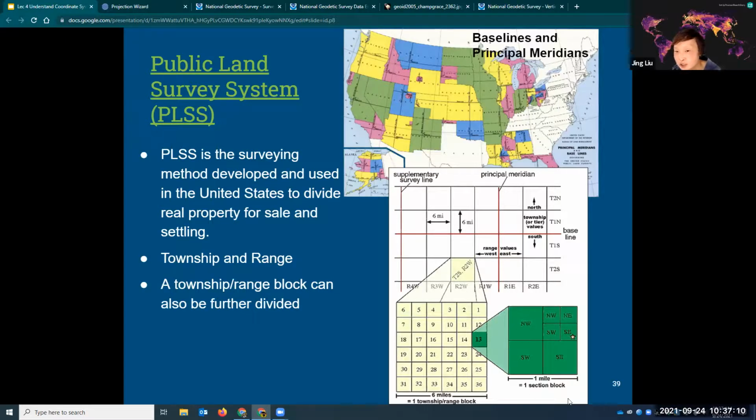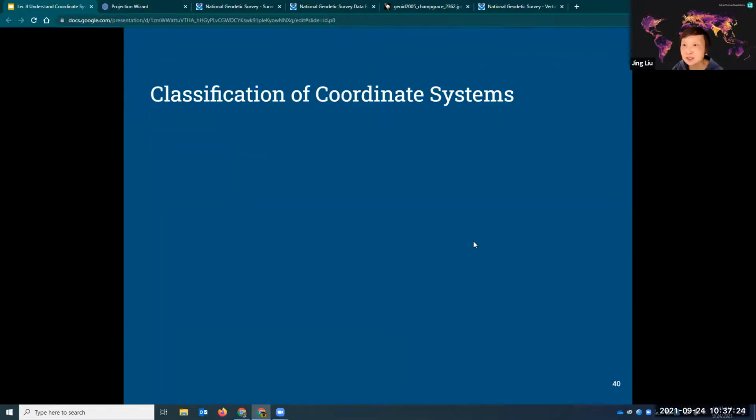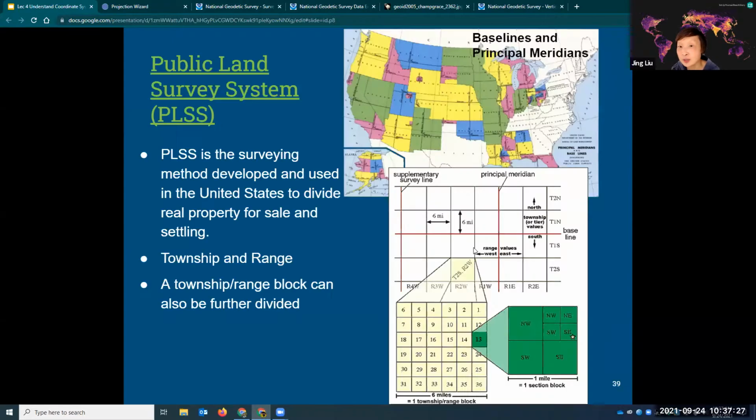You can also further divide your 6 mile by 6 mile square into quarters. You will use northwest, southeast, and so on to label it. So there's another way. Here, this one is discrete, it's not a continuous number. It's just like your zip code, right? For one area, you just have one number.